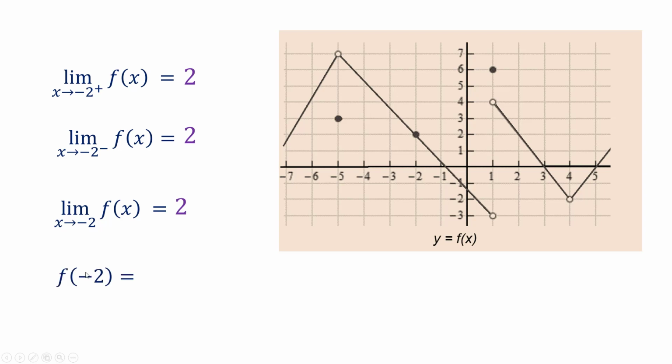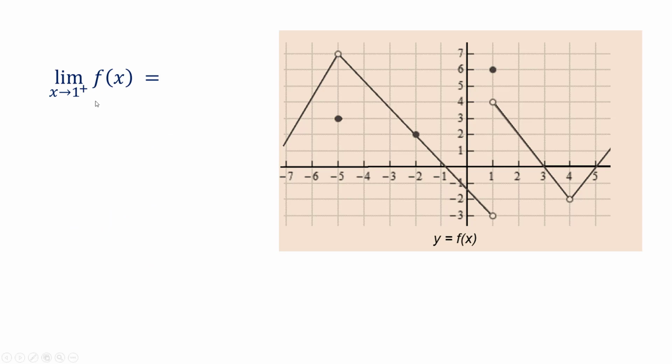And at last we want to find the value of the function at -2. And of course the value of the function at -2 equals 2. When x is exactly -2, the y value of the function is exactly 2. So the limit of the function is 2, and also the value of the function at -2 is 2.